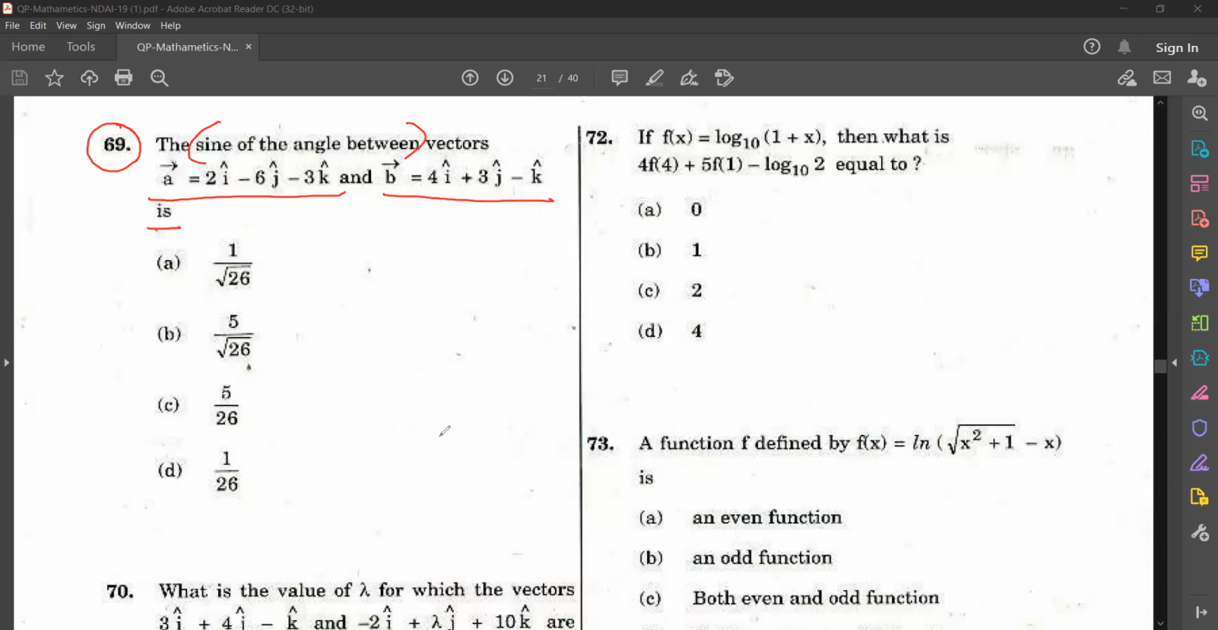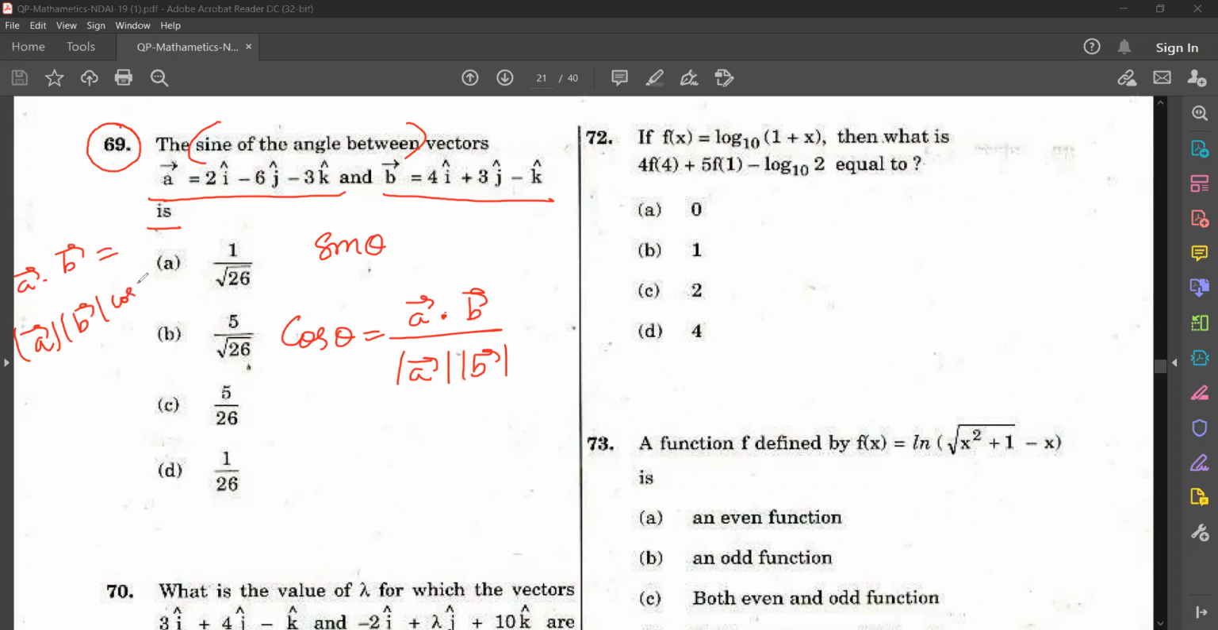Okay, did you get the answer? See, that is a direct question. We have to find sine theta, that means the angle between these two vectors. Now, can I write cos theta as vector A dot B by magnitude of A into magnitude of B? Why? Because I know A dot B is magnitude of A into magnitude of B into cos theta, isn't it?